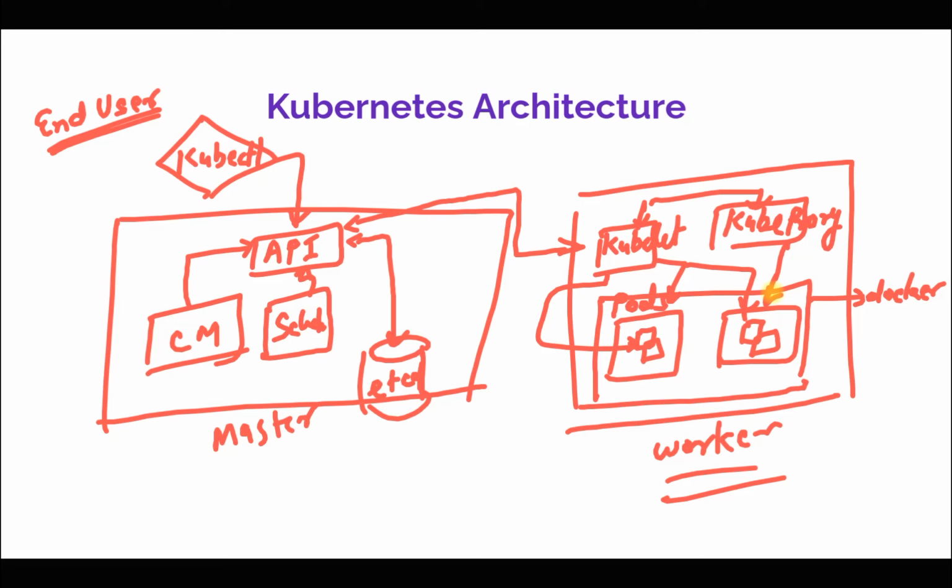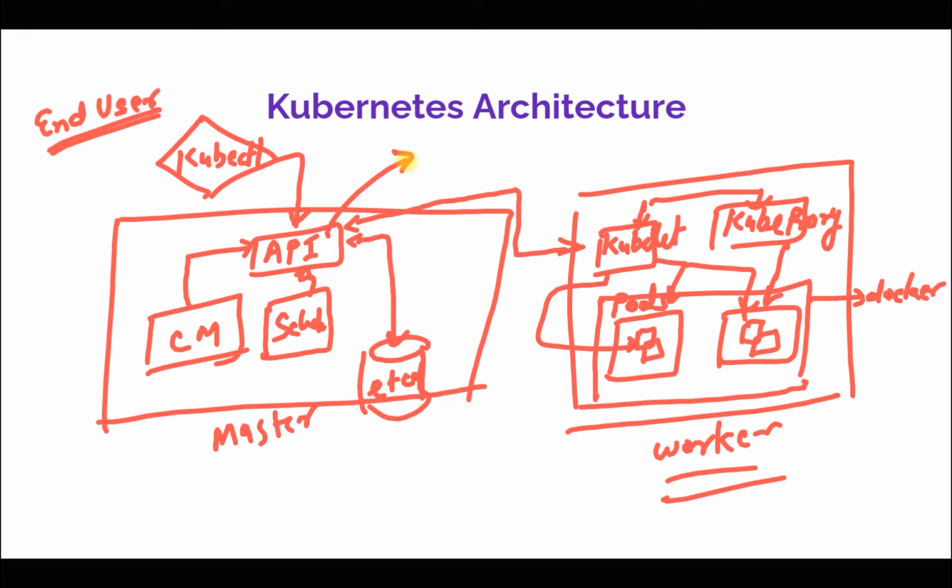Now let's understand each component, what exactly it does. First, let's talk about the API server. So in short, the API server commits all. So the API server is the only component from the work. So what exactly is the API server?